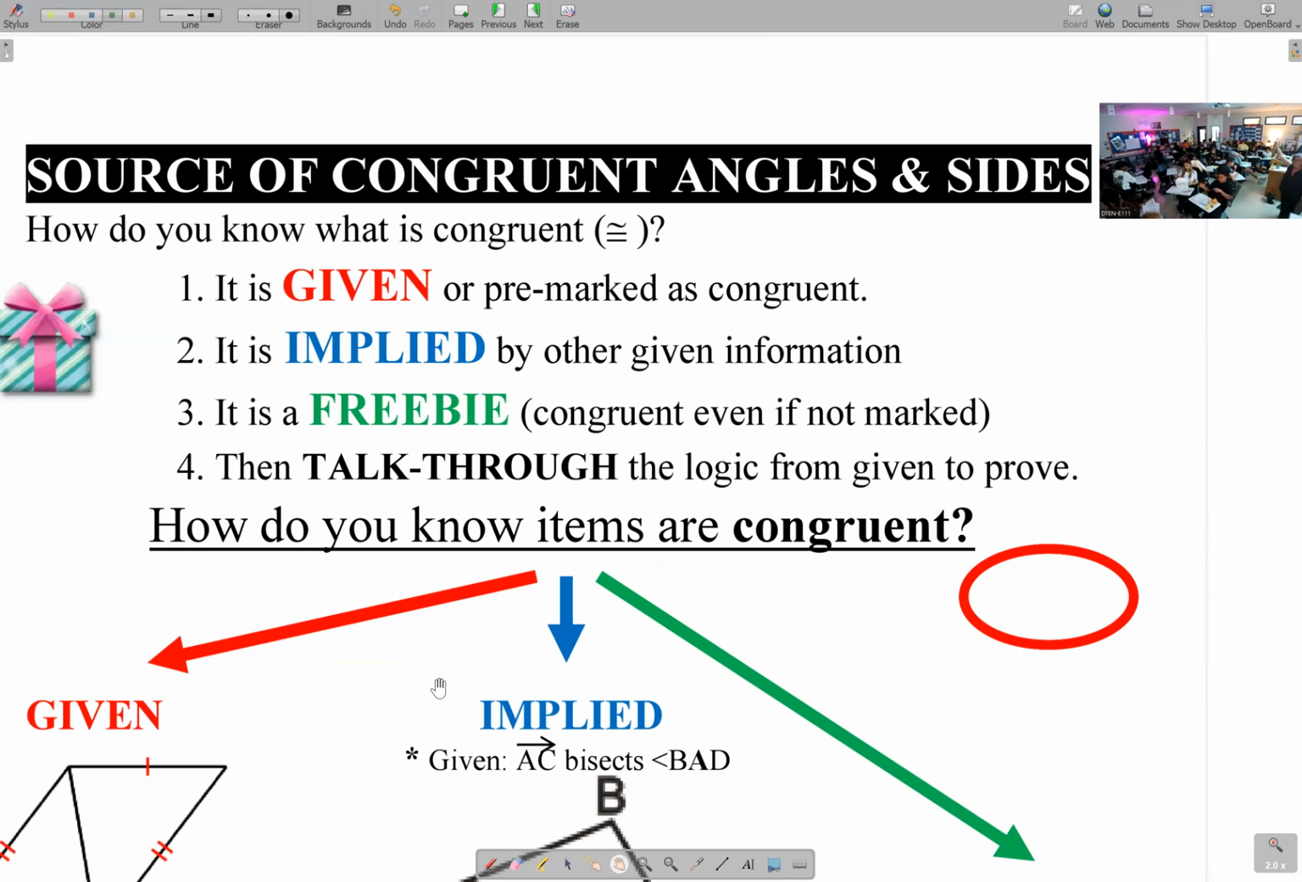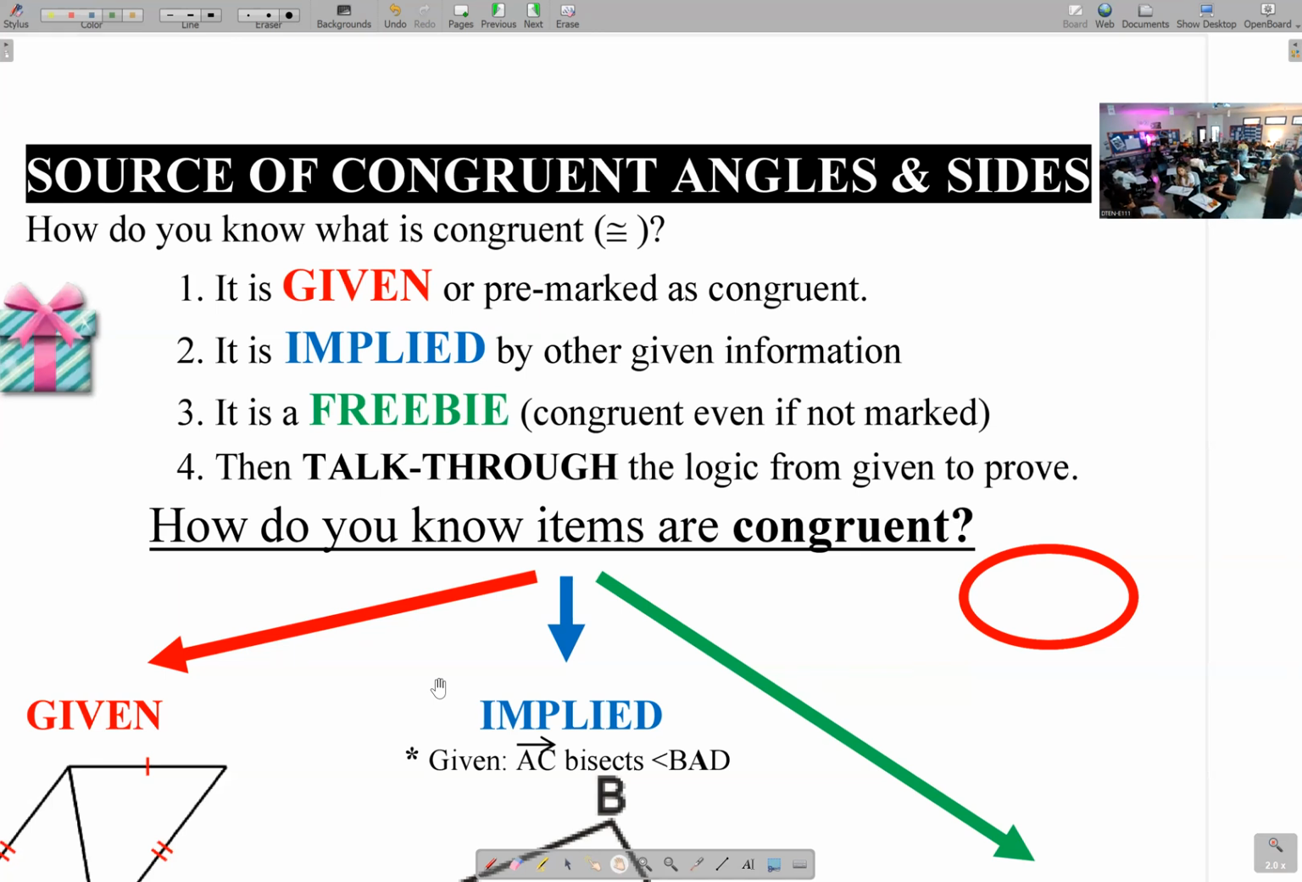Given, implied, freebies. Hold up 3 fingers. There are 3 sources of congruency. What's the first one? Given. What's the second? What's the third? Do it again. What's the first one? Given. Second? Implied. Third? Freebie.